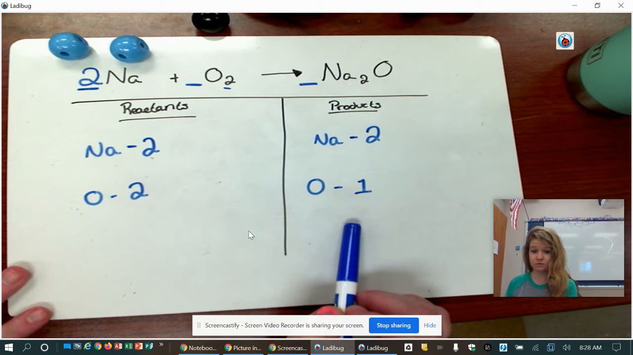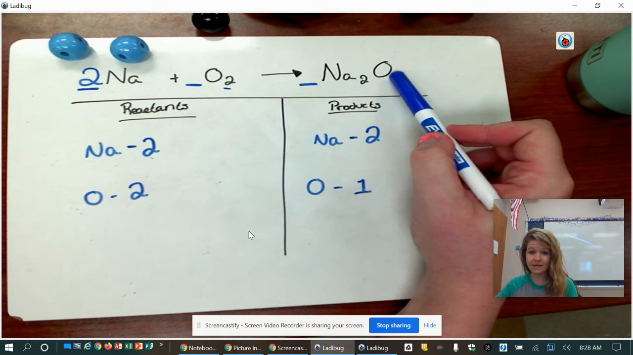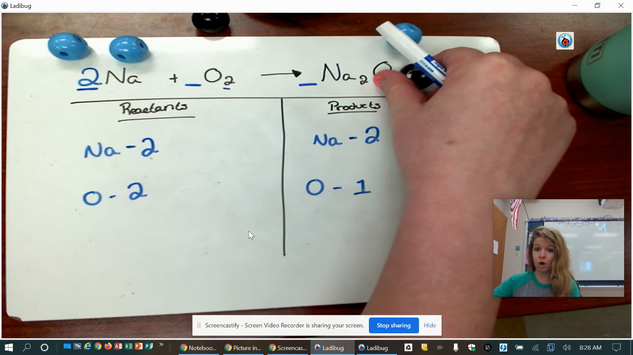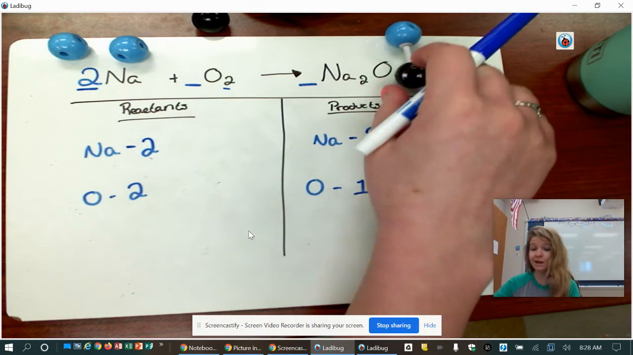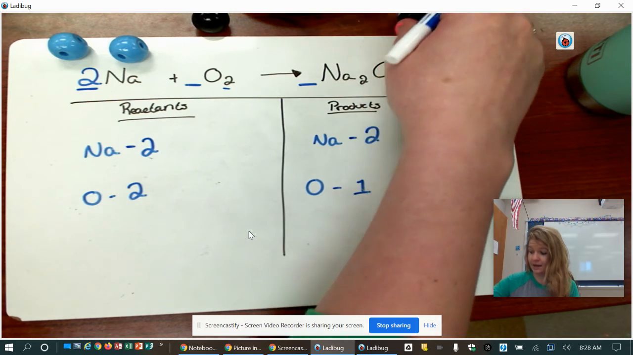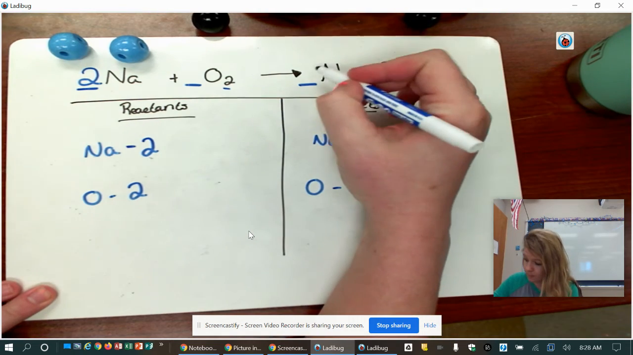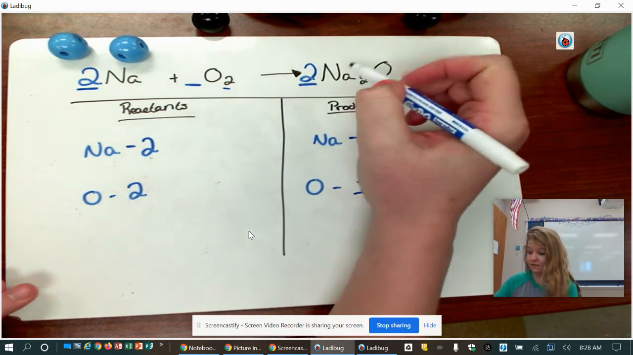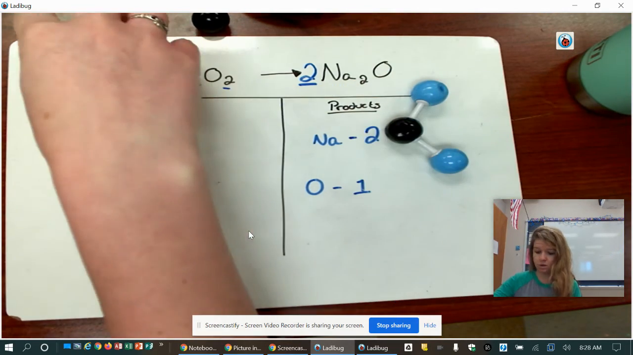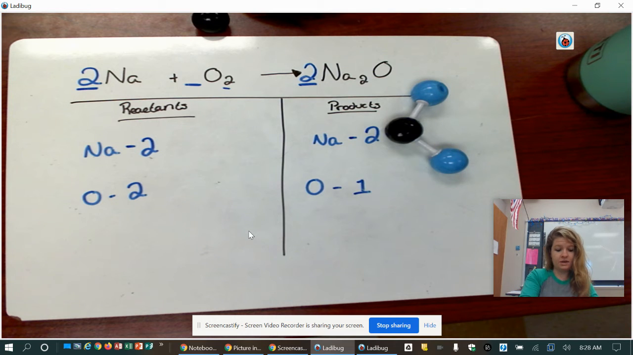I need more oxygens over here. Again, I can't just add a subscript. That would change the molecule. That would turn that into N2O2, which is a completely different molecule. I just want to increase the quantity. I do that by adding that coefficient, 2. That is now telling me that I have 2 of the N2O.